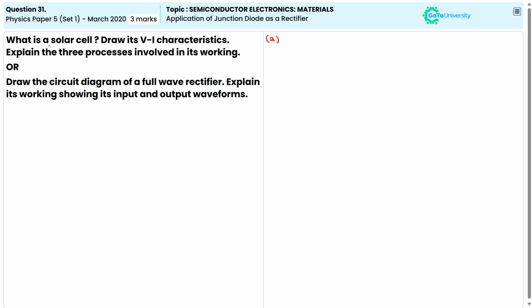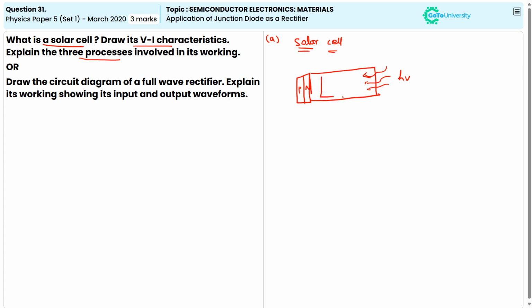Here the question is: what is a solar cell, draw its VI characteristics and also explain three processes involved in its working. So first let us discuss what a solar cell is. A solar cell is basically a semiconductor device. We know the semiconductor device which is a p-n junction diode. So let us take this as the P region, N region, and we have the top surface and the light.